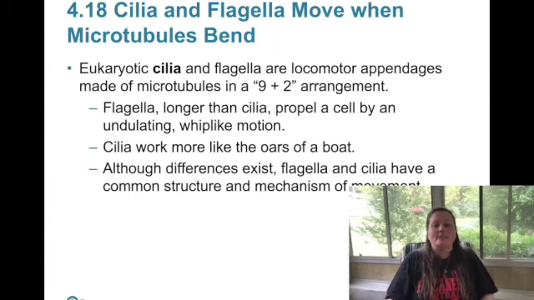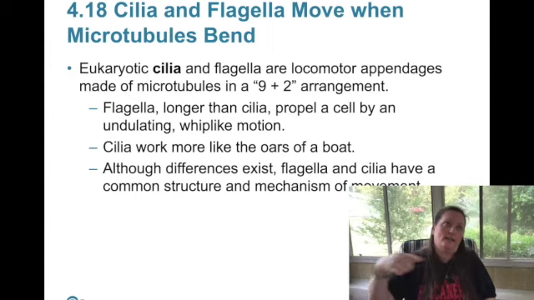Eukaryotic cilia and flagella are locomotor appendages. It's how you move. It's how these cells work. It says the microtubules are in a 9+2 arrangement. I think we're going to have pictures of this, but I really don't ask you about this. Flagella are longer than cilia. Cilia look almost like little hair-like structures. Flagella looks more like a whip.